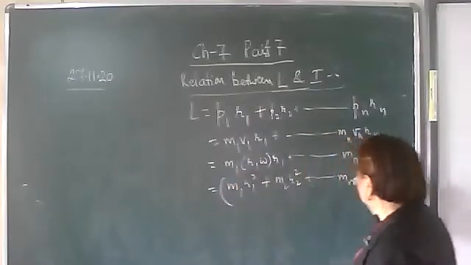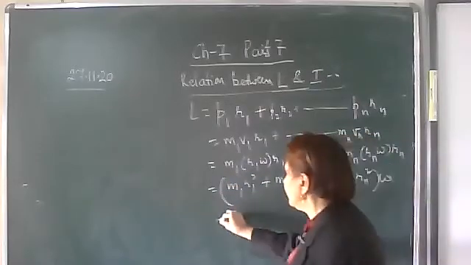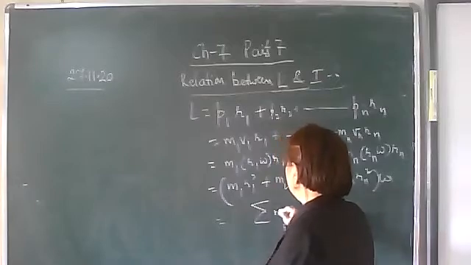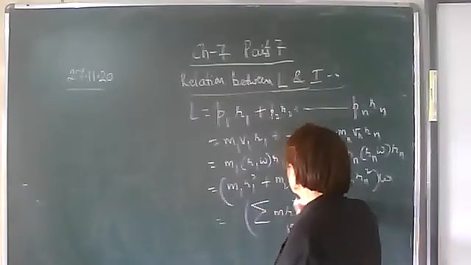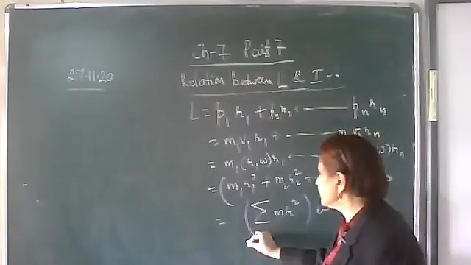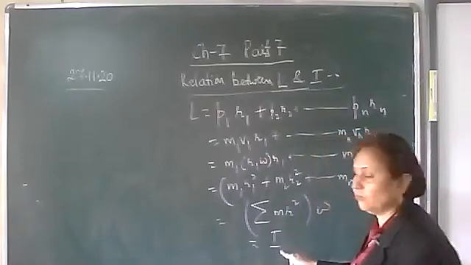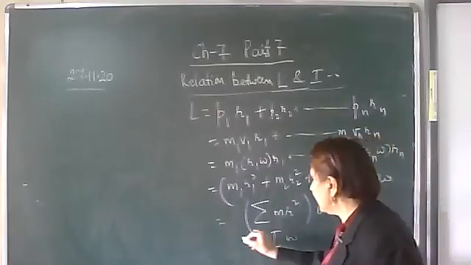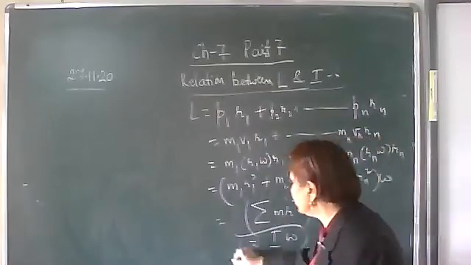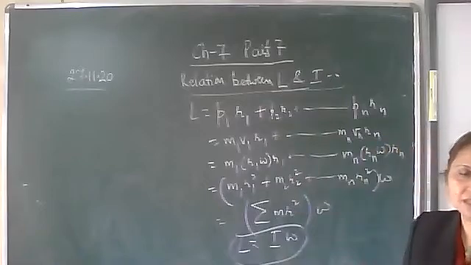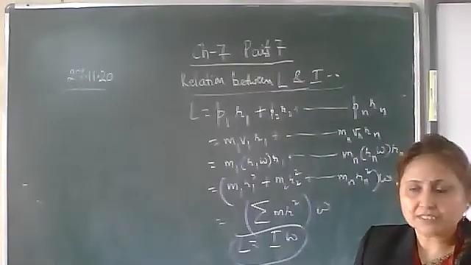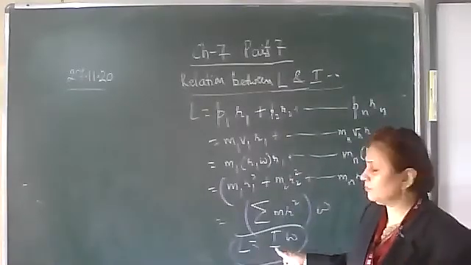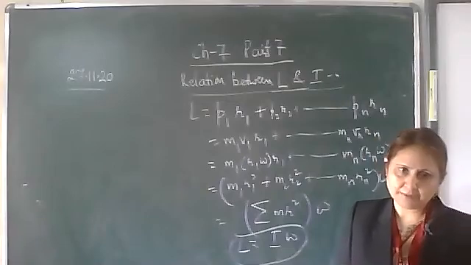take this omega common. What is the bracket term? Summation of m r square into omega. What is this summation of m r square? Moment of inertia. So L is equal to I omega. L is equal to I omega is the relation between angular momentum and moment of inertia.